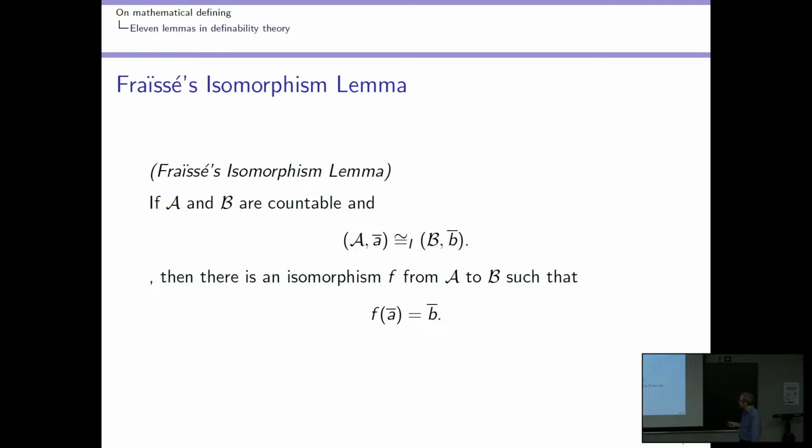If A and B are countable and A bar and B bar are partially isomorphic, not P partially isomorphic, not for all P, but partially isomorphic in the sense of unlimited back and forth, then there is a global isomorphism F from A to B matching A bar and B bar. This is an exercise also. It is similar to Hausdorff's proof that two countable total densely ordered sets without endpoints are isomorphic.